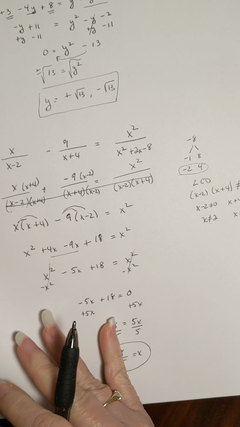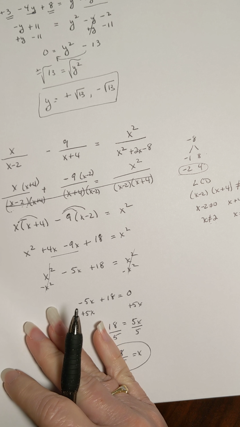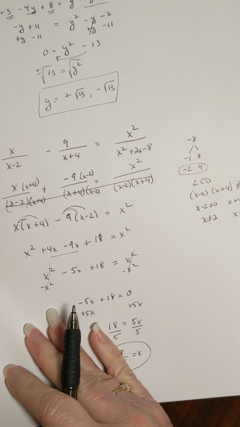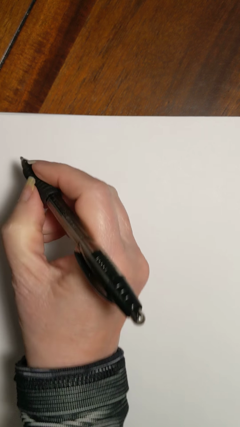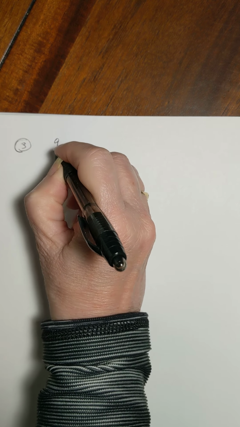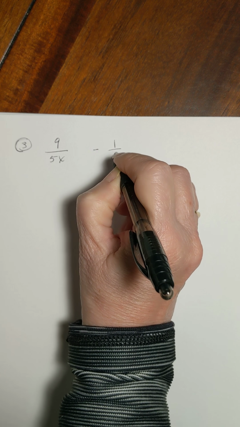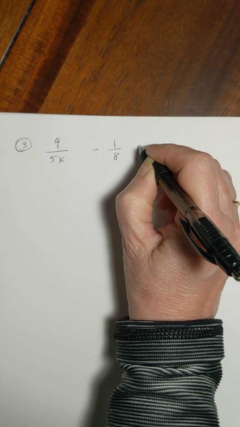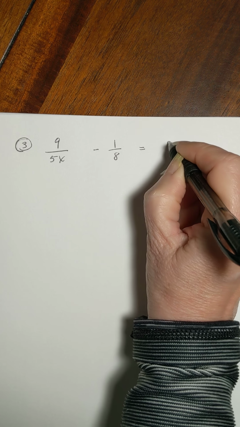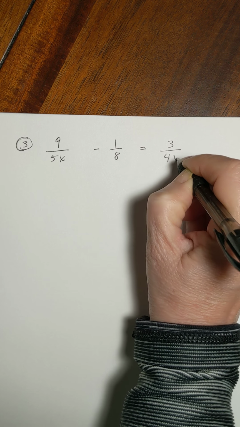So that's problem number 2. Problem number 3 is 9 over 5x minus 1 over 8 is equal to 3 over 4x.